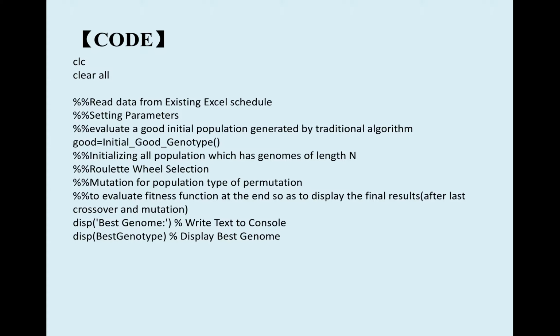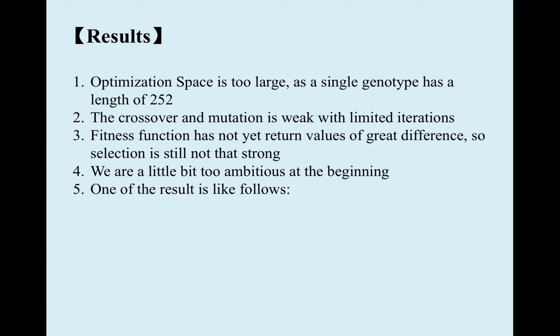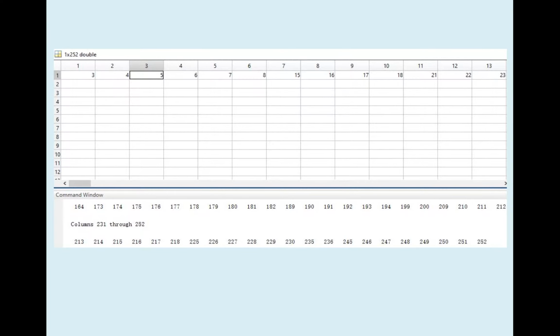And for my code, I'll first read data from an existing Excel schedule and set parameters, then evaluate a good initial population generated by a traditional algorithm, and I will explain the reason later. And then I initialize the population and do selection, crossover and mutation, and then display the best of every iteration. One of my results is as follows.